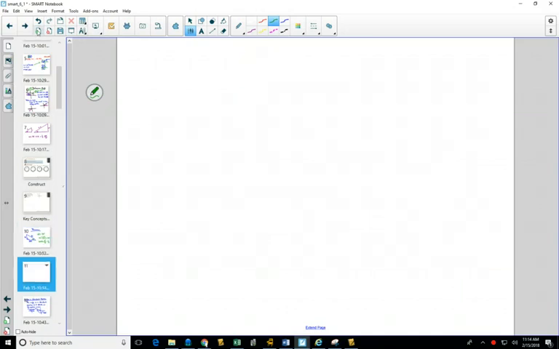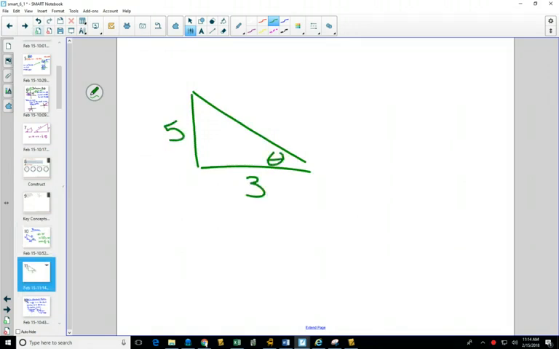So if I give you a different triangle, and it's a right angle triangle, what would you use here? What would the angle theta be?